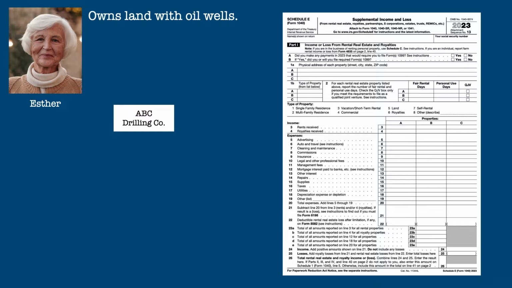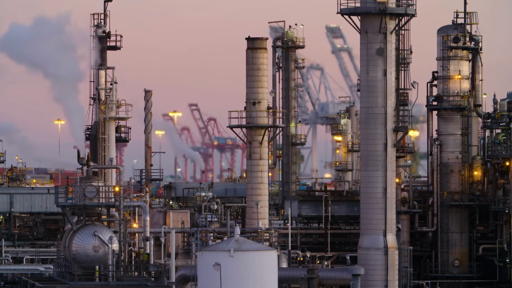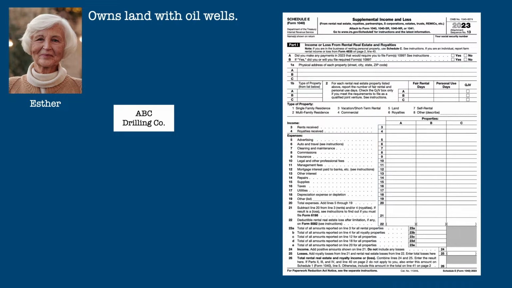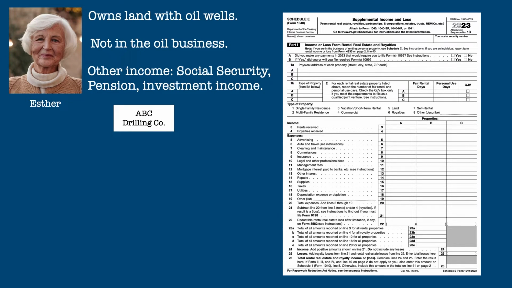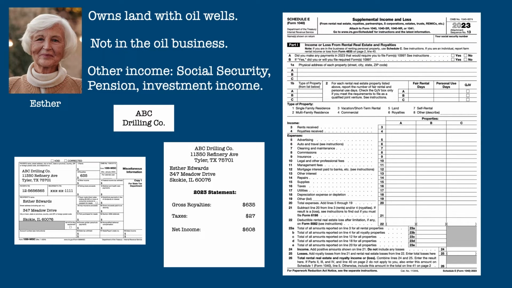A drilling company pumps this oil out of the ground, which they in turn sell to one of the large oil refineries. Esther is retired and not in the oil business, and the royalties only represent a small portion of her income, which, in addition to the royalties, contains Social Security, a pension, and investment income. From the drilling company, she receives a Form 1099-MISC showing royalties in Box 2. She also receives a statement from the company listing expenses associated with the royalties, usually local taxes.